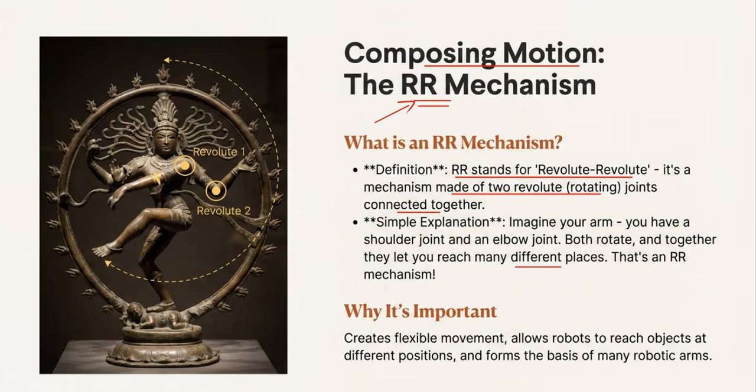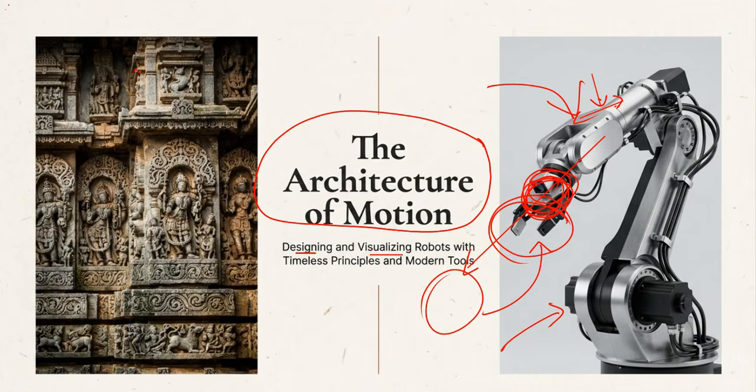Okay, so why is it important? Try to feel it yourself. This mechanism creates flexible movement and allows robots to reach objects at different positions. And this forms the basis of many robotic arms, like the one we have here.